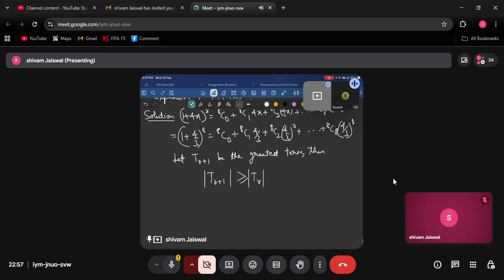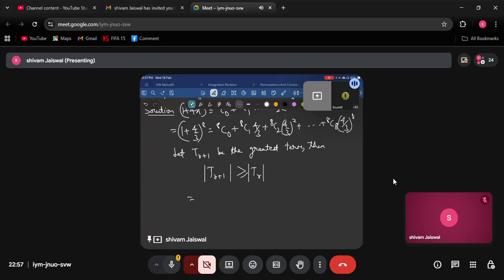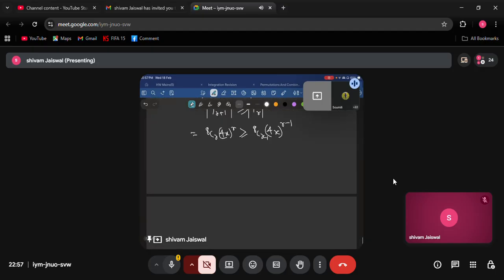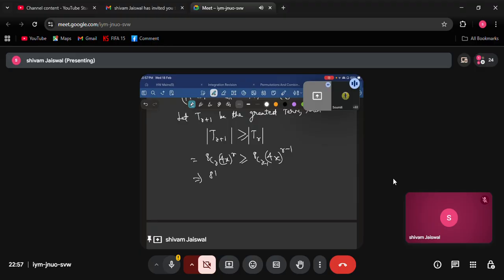So let us simplify this. What is mod of T(r+1)? Basically it will be 8Cr into (4x)^r, and since all the terms are positive, I am not using mod. 8Cr into (4x)^r is greater than or equal to 8C(r-1) into (4x)^(r-1). Let us find out the value of r. This gives 8 factorial divided by r factorial into (8 minus r) factorial into (4x)^r.